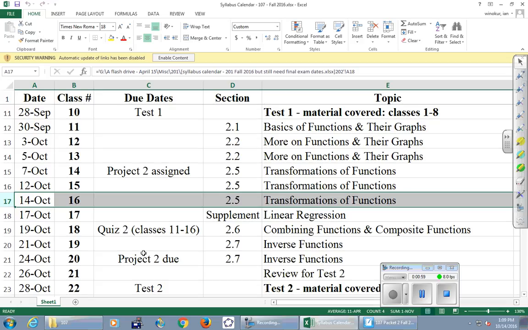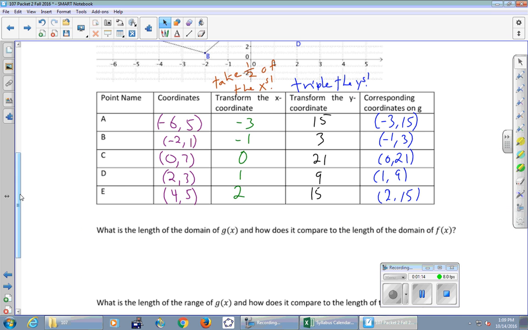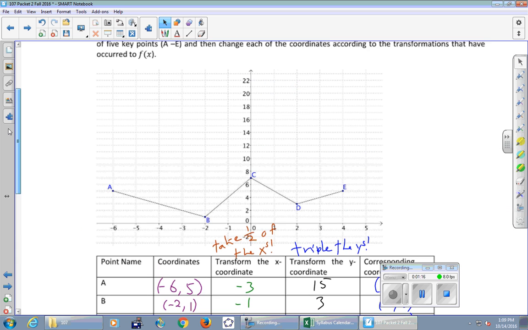Hopefully we're working on the projects, but that's again not due for a little while. But if you get it done early, it's one less thing to worry about later on. Questions on the calendar? Okay, and let's jump in here on 52.